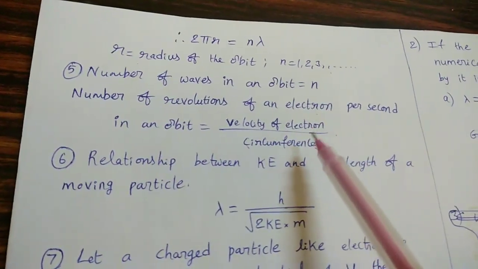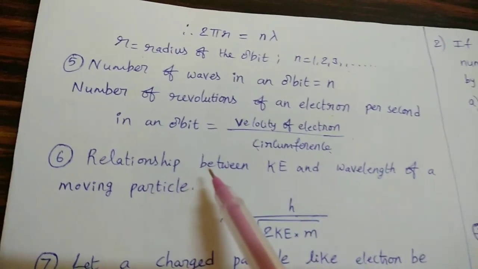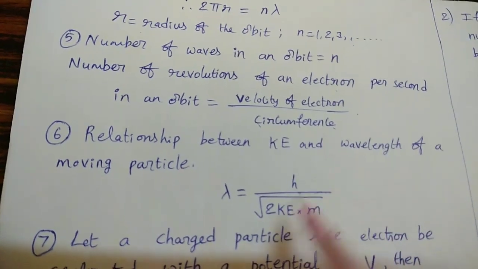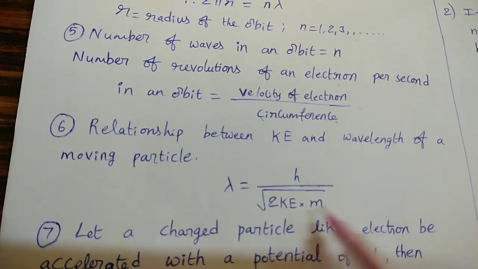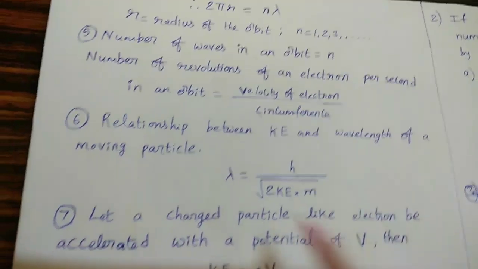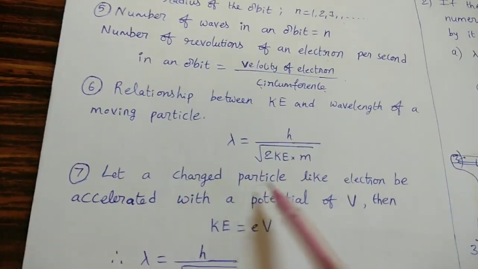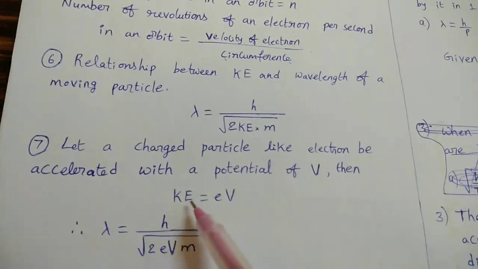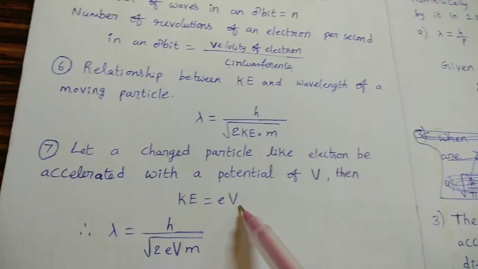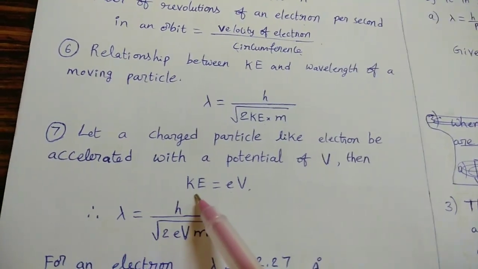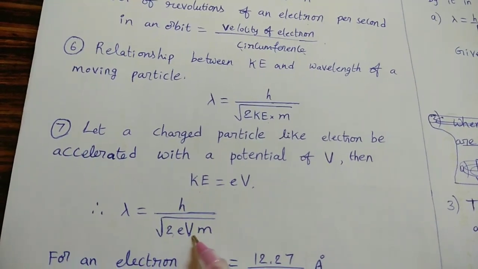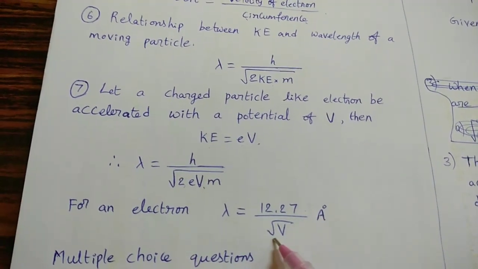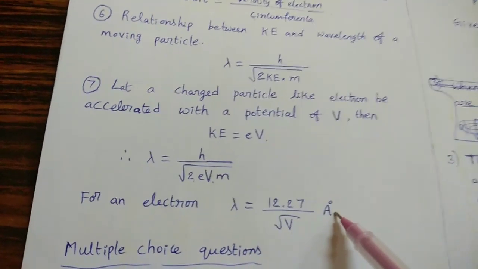Next, remember this formula, as numericals are based on this. A relationship between kinetic energy and wavelength of a moving particle: lambda equal to h by square root of 2 into kinetic energy into mass of the moving particle. Next, let a charged particle like an electron be accelerated with a potential of V, then kinetic energy equals E into V. Therefore, lambda equal to h by square root of 2 E V m. For an electron, lambda equal to 12.27 divided by square root of potential, in angstrom units.